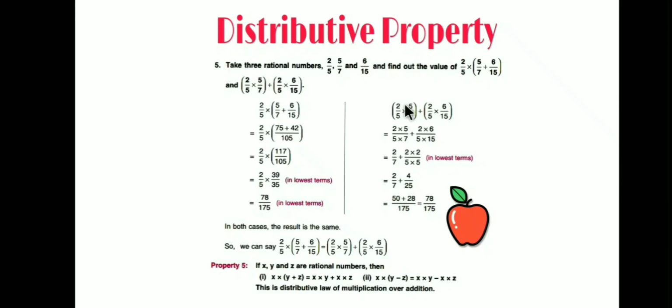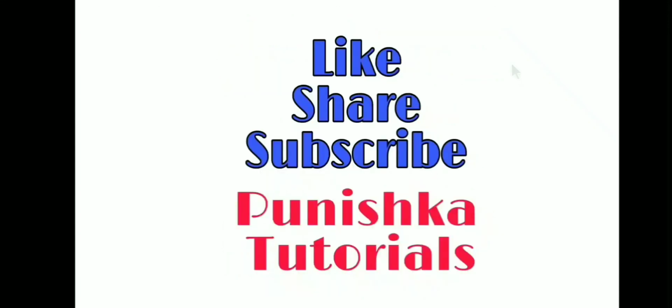Now we will add both the products of these two multiplications: 2 upon 7 plus 4 upon 25. Here the denominators are different, so we will make them common and then add the numerator part. The answer we will get is 78 upon 175. In both cases the answer is the same, 78 upon 175. This is called the distributive property of multiplication.